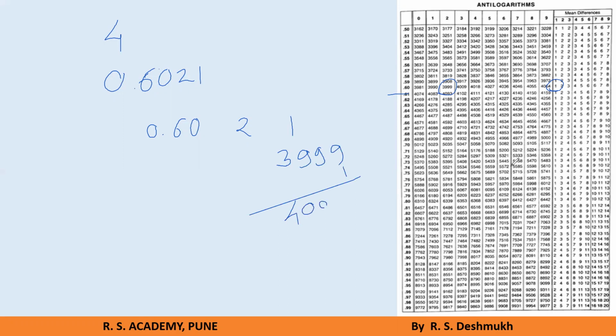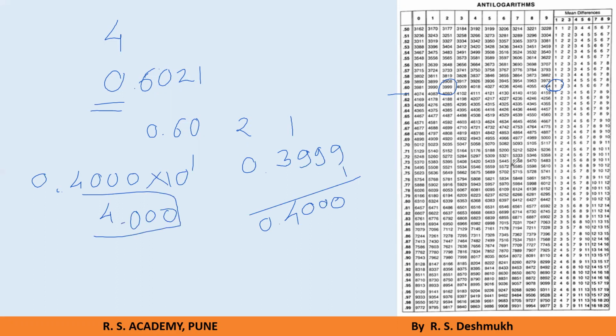It becomes 4000. But dear friends, there should be a decimal before this, so it is 0.4000 into 10 to the power. What is the digit here? 0, and 0 plus 1 is 1. So it is 10 to the power 1. So what will it become? It will become 4.000, which indicates the answer is nothing but 4. So this is the method by which we can obtain the antilogs of positive values.